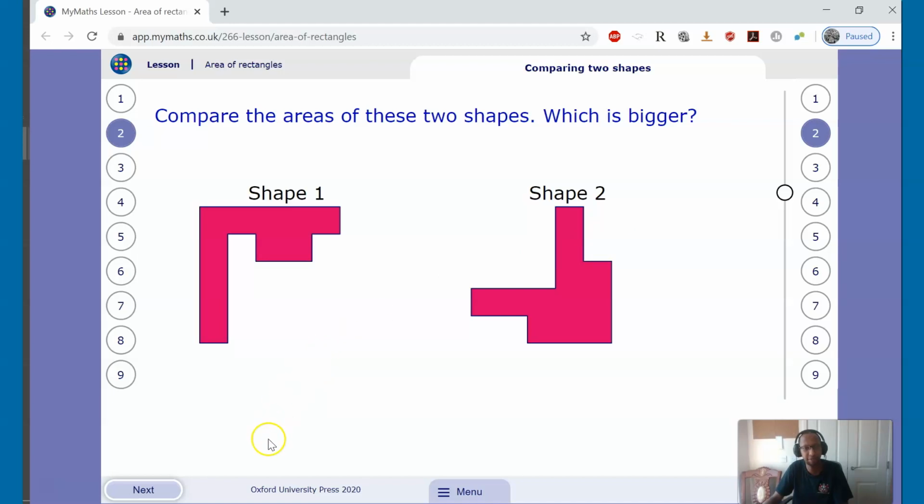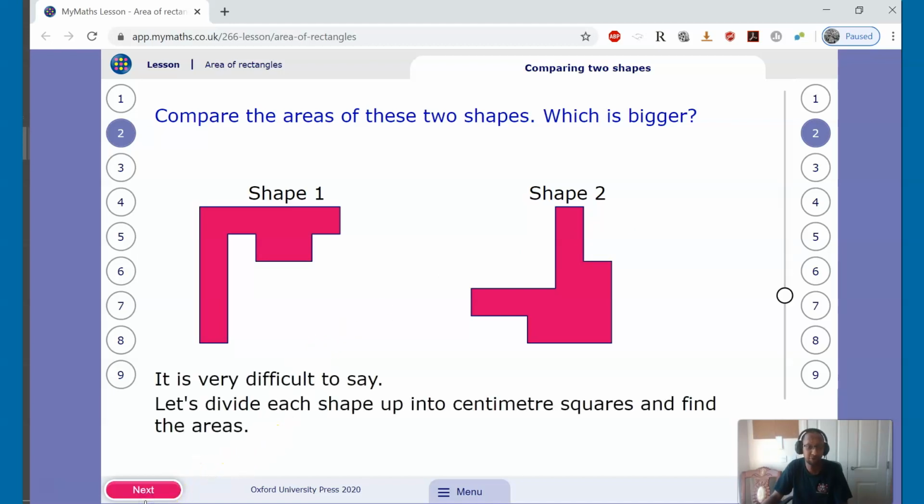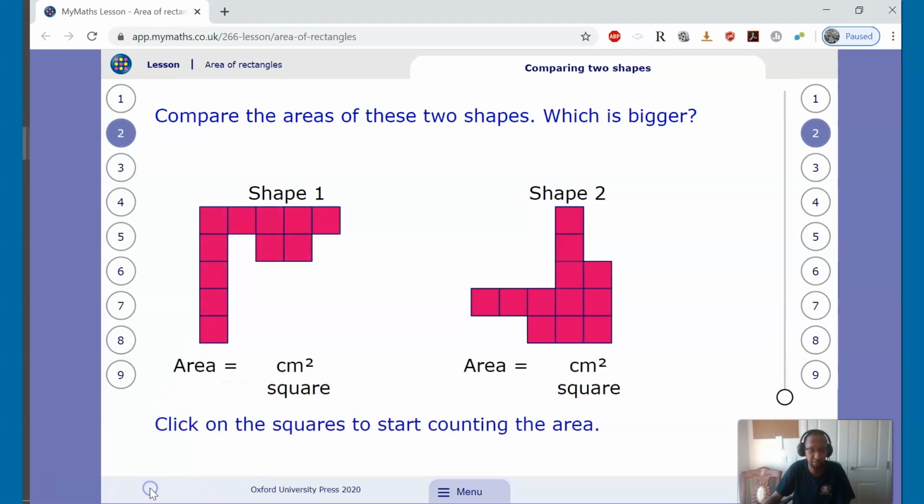It's very difficult to say. However, if we were to divide each one by an equal amount of squares, centimeters squared, we can now look at which one is bigger. So let's click on and start counting. 1, 2, 3, 4, 5, 6, 7, 8, 9, 10, 11. This one is 11 squares or 11 centimeters squared, because each square is 1 centimeter by 1 centimeter.